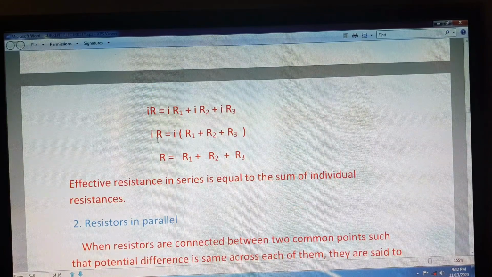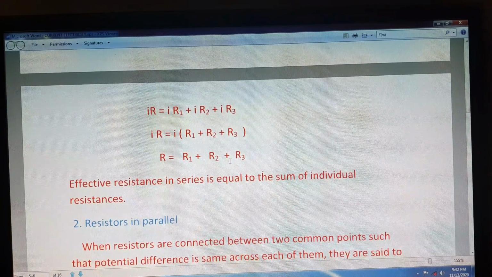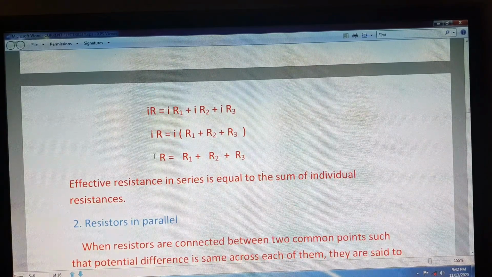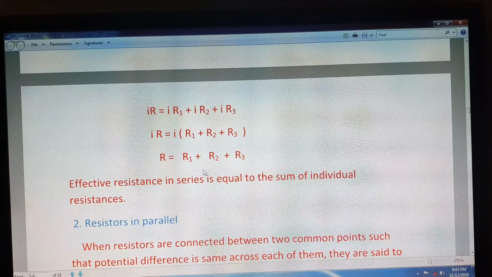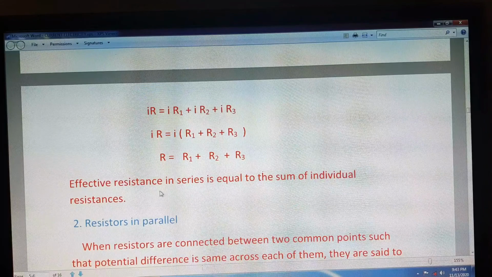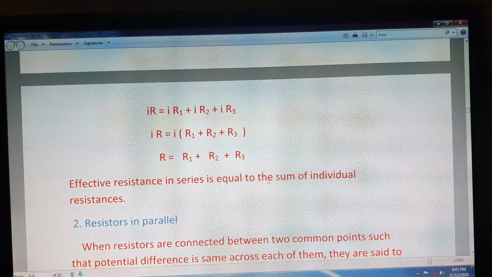So I will be cancelled. So therefore R is equal to R1 plus R2 plus R3, is the total resistance in the series combination of 3 resistors. So the effective resistance, meaning total resistance in series, is equal to the sum of individual resistances.